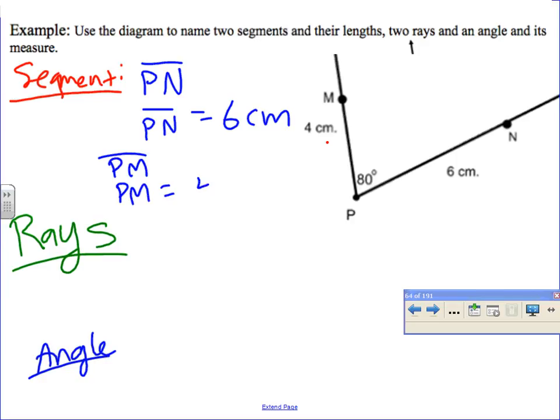Good job. Okay, you need to name 2 rays. So, Charles, what's one ray? Okay, what's the notation? Good. What's the other one? Good. With the ray above it. Perfect. Okay, Annalise, what's the angle?